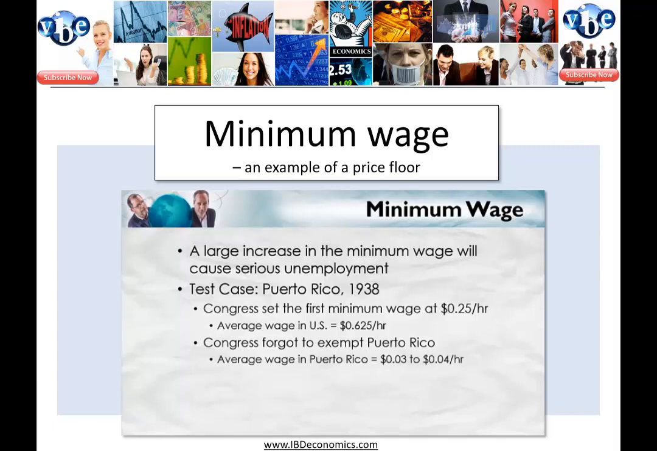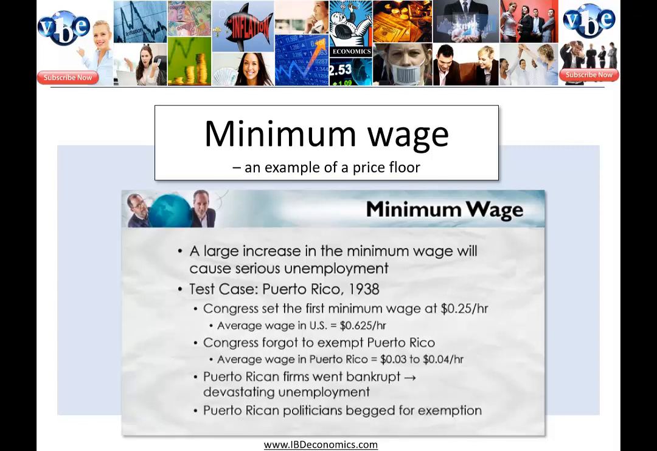Congress, however, forgot to exempt Puerto Rico, when the average wages in Puerto Rico at that time were much lower than in the rest of the United States, only 3 cents to 4 cents an hour. So this modest increase in the minimum wage for the continental United States was a huge increase in the minimum wage for Puerto Rico. And lots of Puerto Rican firms went bankrupt. It created devastating unemployment. In fact, Puerto Rican politicians came to Washington to beg for an exemption to get them out of the minimum wage. So a large increase in the minimum wage would certainly cause substantial and serious unemployment.